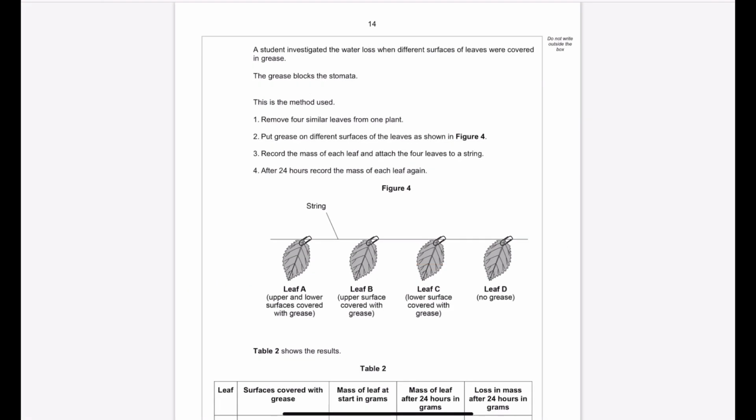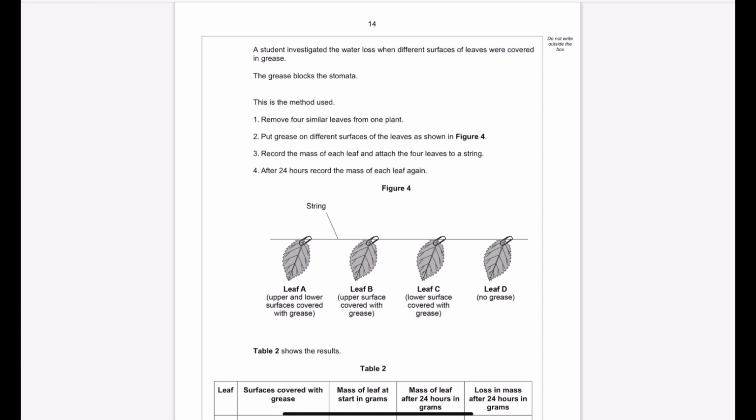A student investigated the water loss when different surfaces of the leaves are covered in grease. The grease blocks the stomata, and stomata is actually the hole through which the gas exchange happens in the leaves. The method is given here.